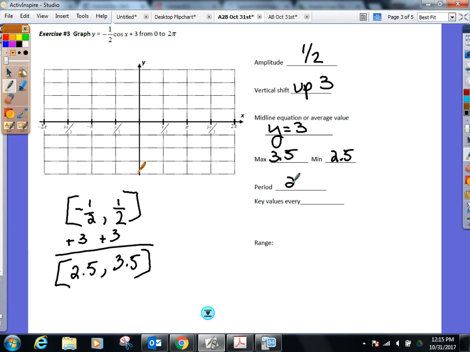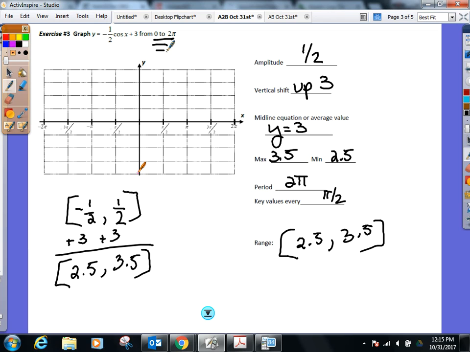Okay. Period is still going to be 2 pi, and I'm still going to have key values every pi over 2. My range, when you find the minimum and max, are you realizing you're finding the range too? Just make sure the minimum always comes first in the range. Before you graph, I changed the directions on you for the graph. I only want you to graph from 0 to 2 pi, so I don't have to worry about the negative side at all. All right, I know I provided it, but I'm only graphing from 0 to 2 pi.